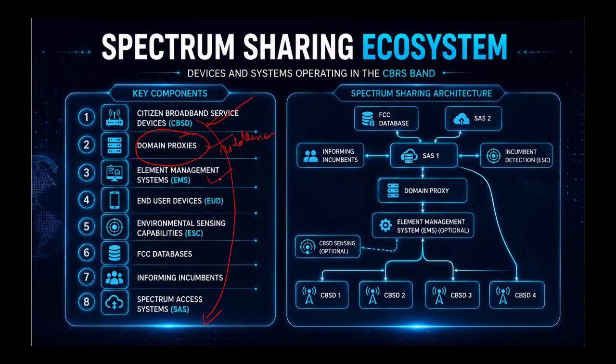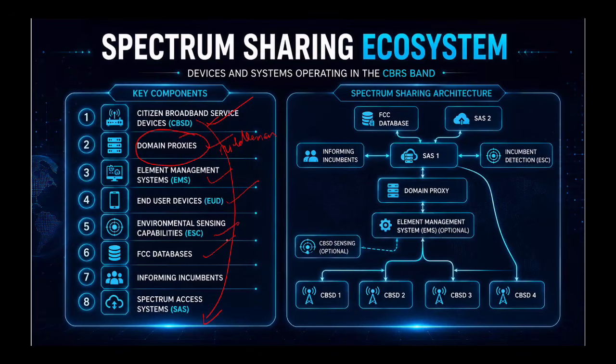Then we have the EUD, end user device. It can be your cell phone, laptops, tablets, cameras, robots, AGVs, anything. Then we have the ESC, environmental sensing capabilities. It monitors for military radar. If radar is detected, it immediately informs SAS, and SAS will tell the CBSD to free that channel for the radar, right? And then we have the FCC database. It provides information about the licensed users and the protected areas.